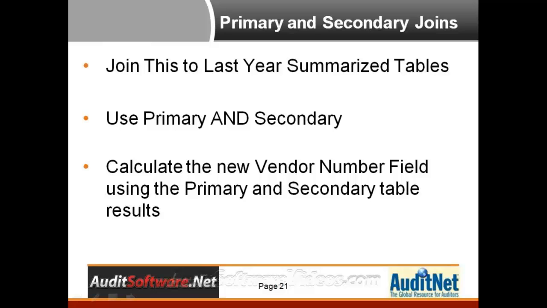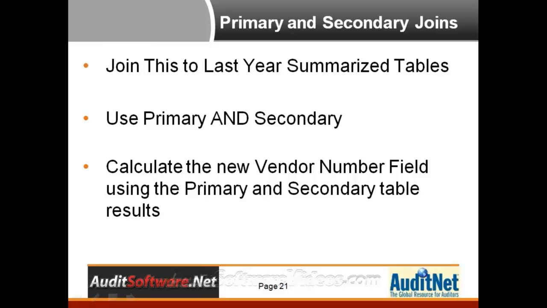Next up, what I wanted to do is join a last year file that is smaller to a this year file, which is bigger. I'm going to summarize them first, and we're going to summarize on vendor number, and then we're going to do these joins of these two files, and I'm going to show you the differences between a primary join, a secondary join, and then a primary and secondary join, which will help us show the differences.